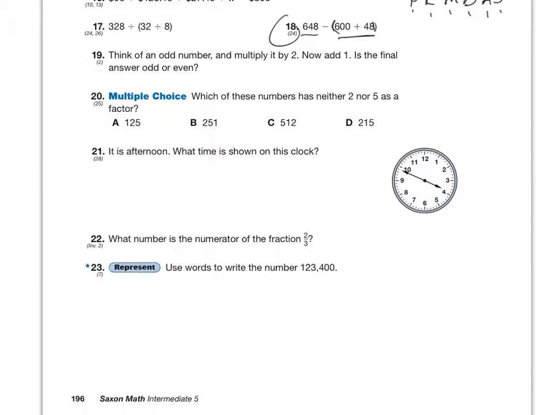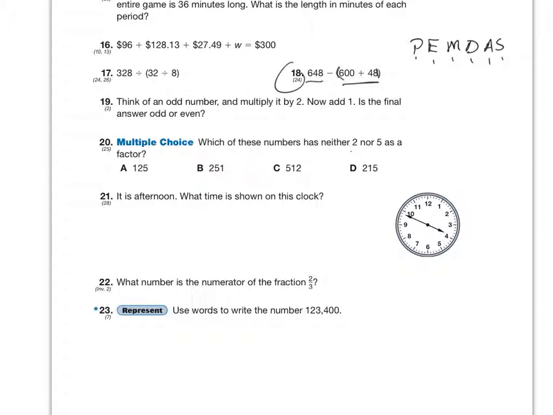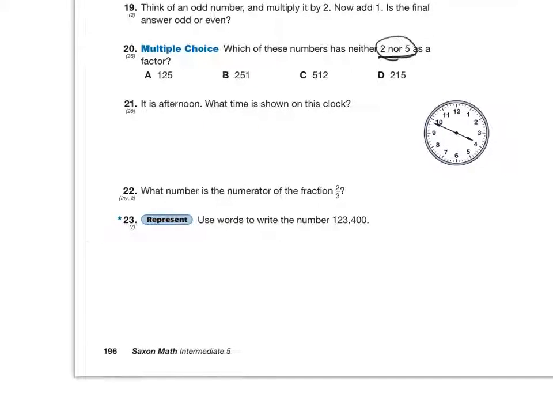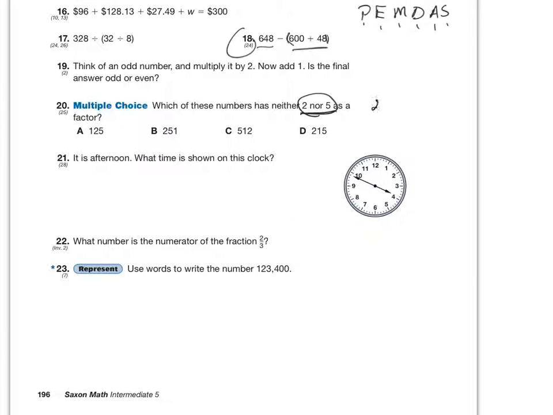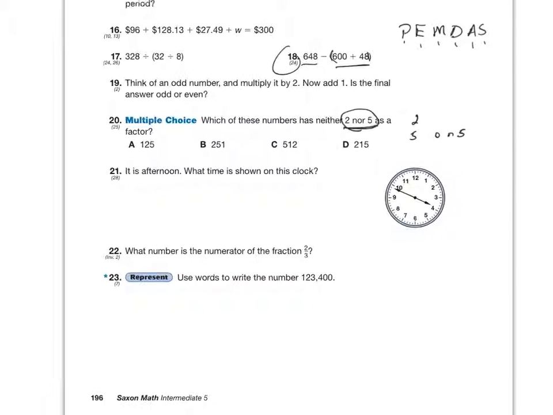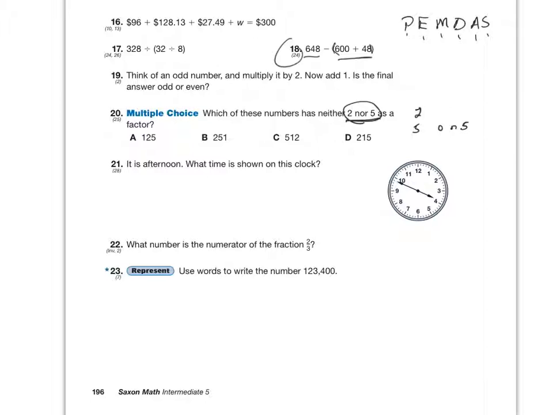Okay. Number 20, multiple choice. Which of these numbers has neither 2 nor 5 as a factor? So it doesn't have either of them, not just one of them. There's only one. Yeah, I can see it. Okay, so I bet you can figure this one out. Remember the rule. If 2 is in a number, it has to be an even number, and if 5 is in a number, it has to end in 0 or 5.